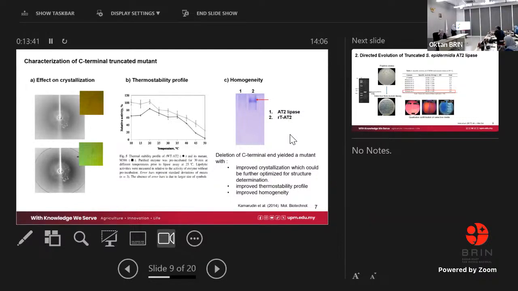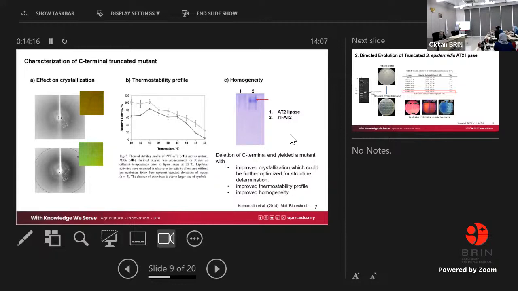And then for thermostability, because we removed the flexible terminal end, we wanted to know what happened to the biochemical properties. Interestingly, we found that the mutant with the truncated C-terminal end exhibited higher stability compared to the wild type. The mutant is shown in gray color.